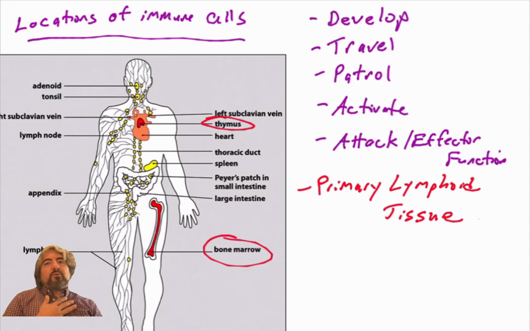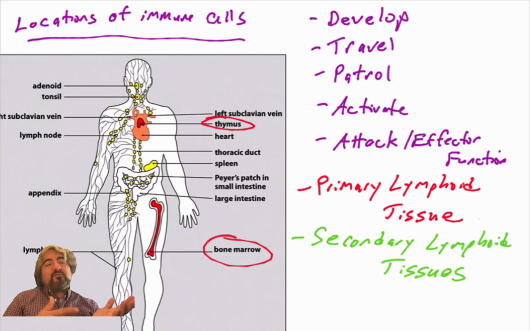Specifically in the thymus, we're going to have T cells, or T lymphocytes. That's where they finish undergoing development. So most immune cells finish their development in the bone marrow, but the T cells will finish their development in the thymus. So both of these are referred to as primary lymphoid tissue.